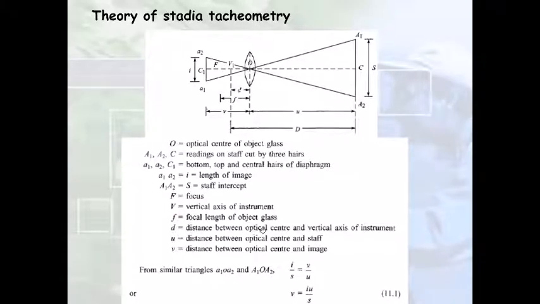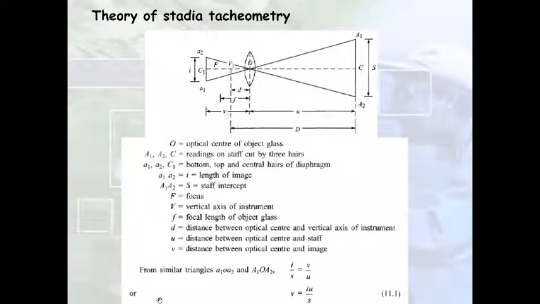D is the distance between optical center and vertical axis of the instrument. So optical center and the vertical axis of the instrument. So this distance is equal to D. U is the distance between optical center and the staff. So your optical center is over here and staff is over here, and this distance is equal to U. And V is the distance between optical center and the image. So the optical center and where the image forms, so basically the length of the whole telescope, so that is equal to V.